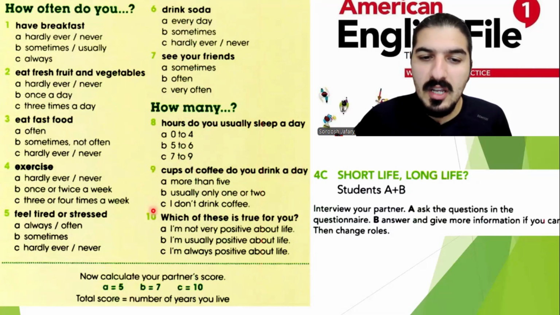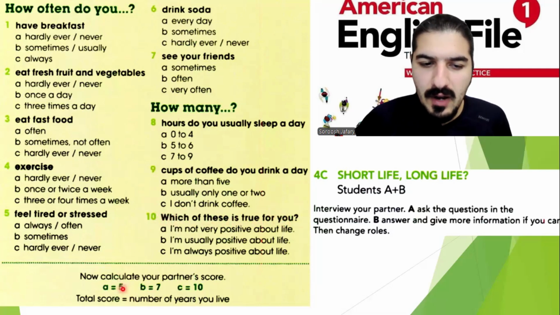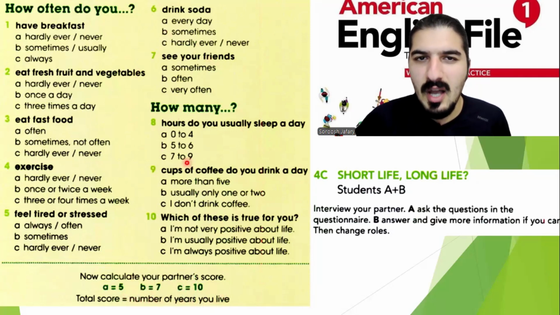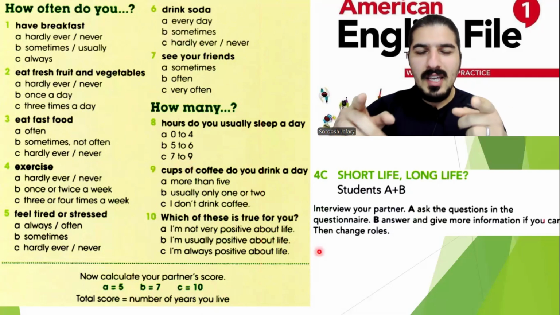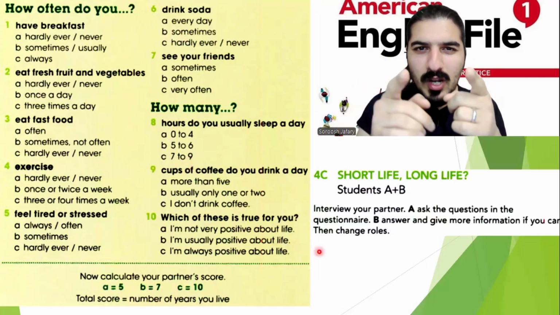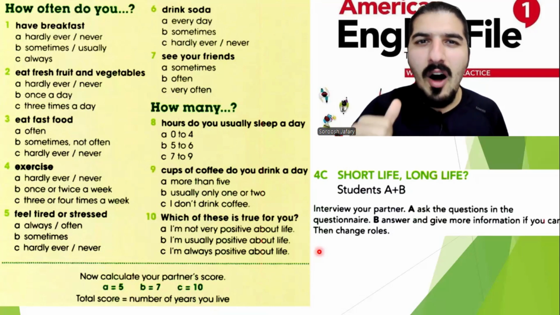And last question, number 10. Which of these is true for you? Okay, if your answer is A, 5 points. If your answer is B, 7 points. If your answer is C, 10 points. Total score is the number of years you live. So you have to put them all together, sum them together. Very good. Now, do it and tell me which one of you is going to live the longest.